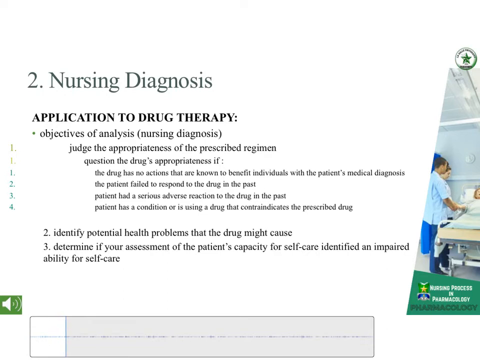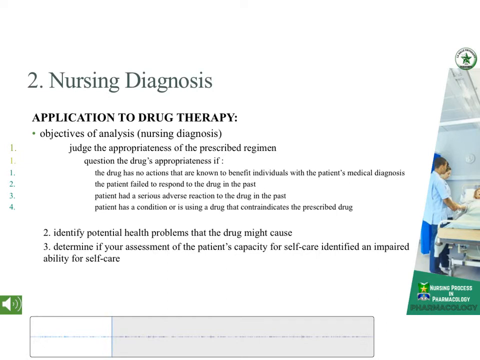Second, you must identify potential health problems that the drug might cause. Okay? Third, you must determine if your assessment of the patient's capacity for self-care identifies an impaired ability for self-care. Kung wala jud kay makita or ma-formulate nga nursing diagnosis sa patient in relation to drug therapy, as the last link in the patient's chain of defense against inappropriate drug therapy.